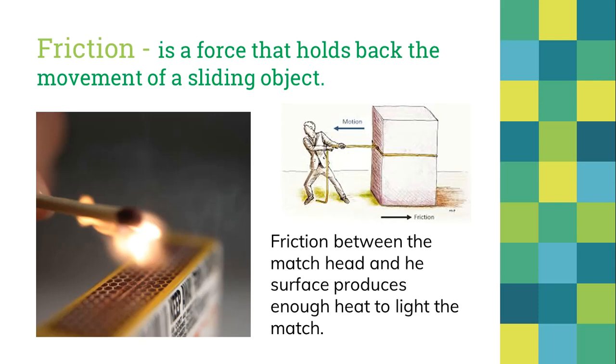Sometimes the heat produced by friction can cause problems. When the parts of a machine rub together, friction between the parts produces thermal energy. The machine has less energy to do work because the machine has changed some of its energy to thermal energy.